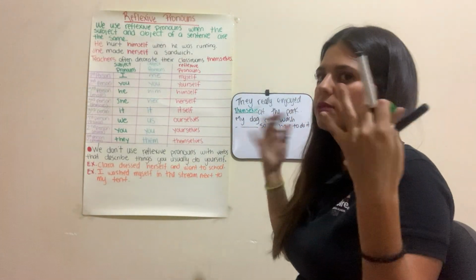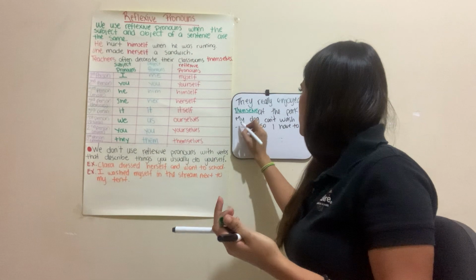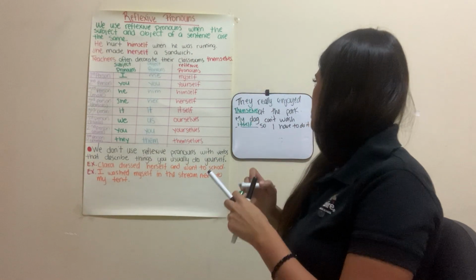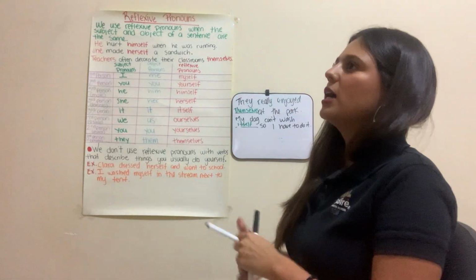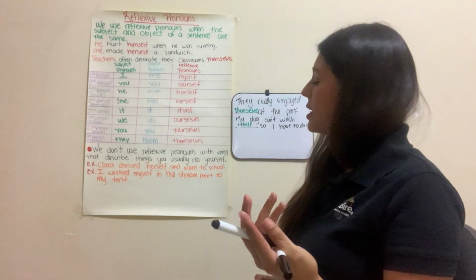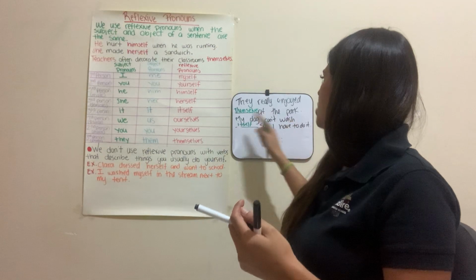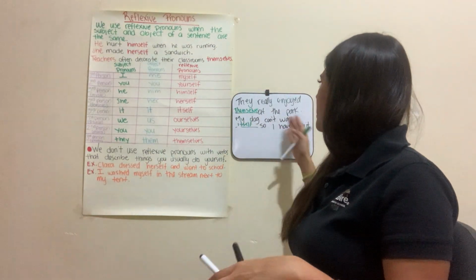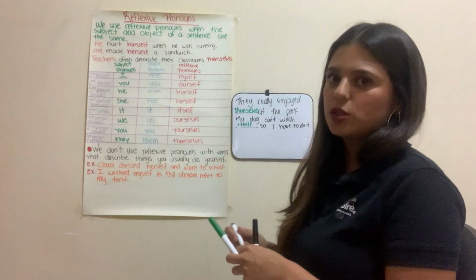So he can't wash him. He can't take a bath on his own. So my dog can't wash itself, so I have to do it. Now, remember, if you're talking about your dog and it's a girl, it's a female, my dog can't wash herself, so I have to do it. If it's a male, it would be my dog can't wash himself, so I have to do it.